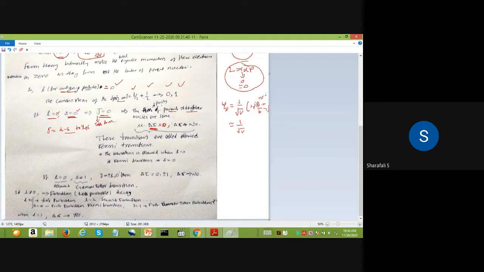And the second case, there is no change in the parity. Delta pi is used for change in parity, and there is no change in the parity during this beta decay process.